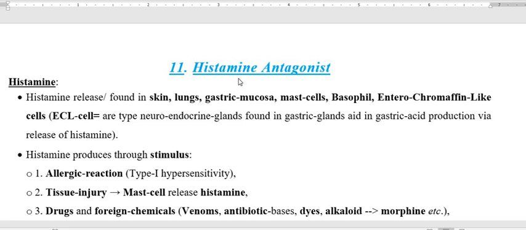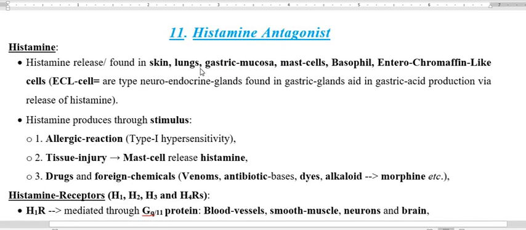So let us start another chapter, number 12, histamine antagonist. This is very important from the clinical point of view. So therefore we have to start the histamine antagonist.